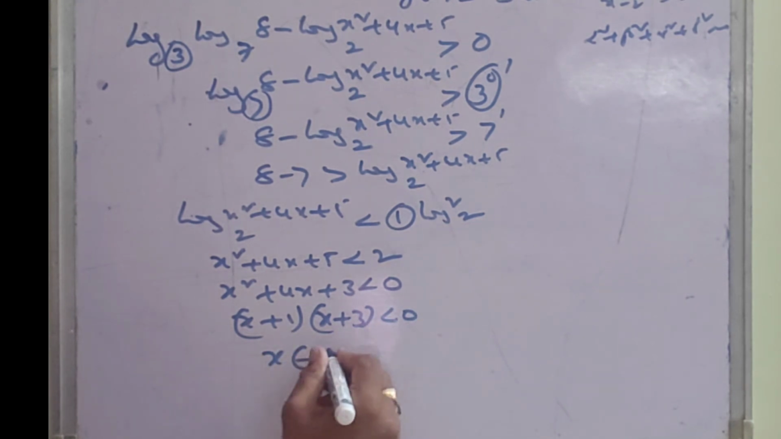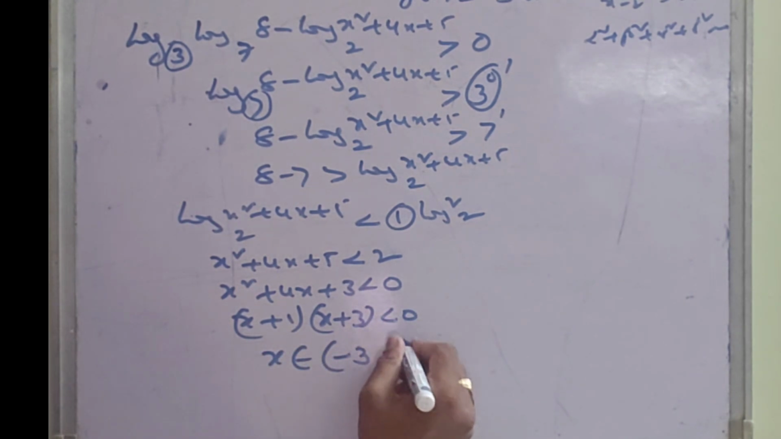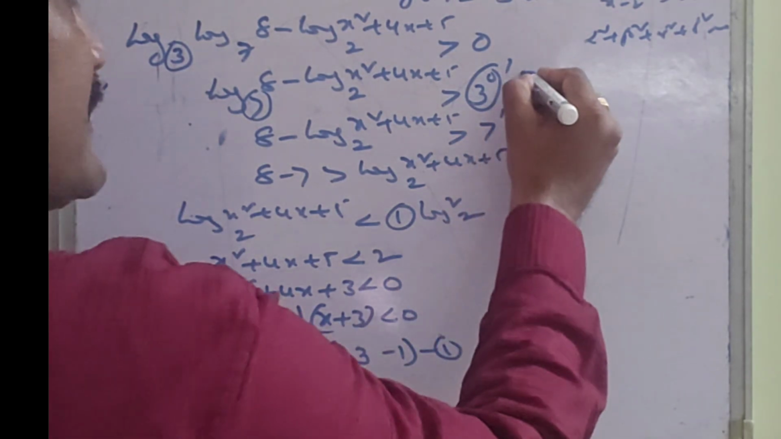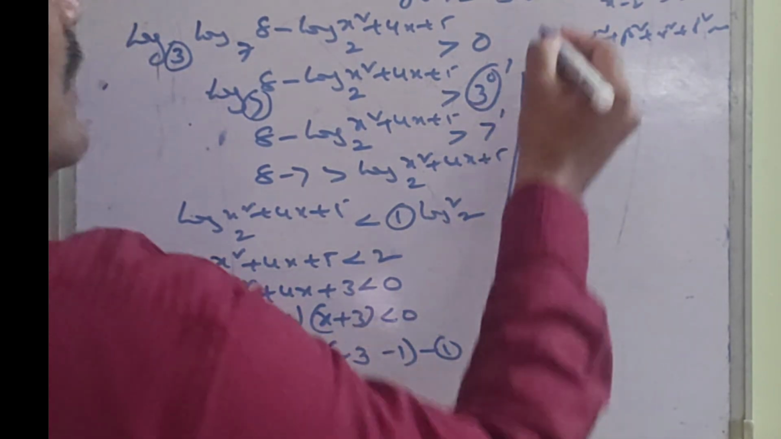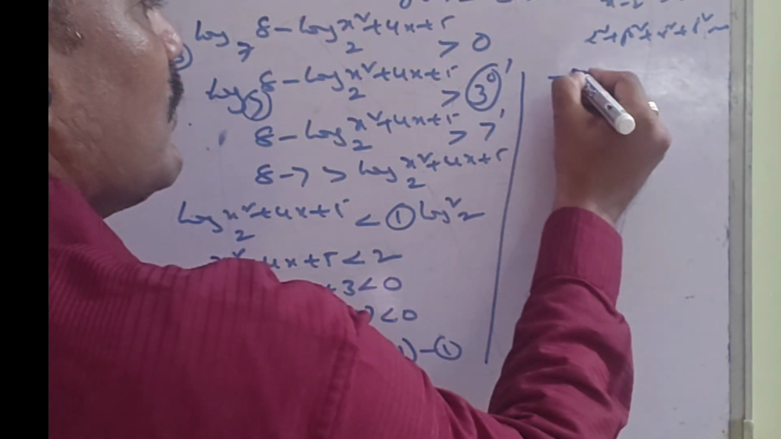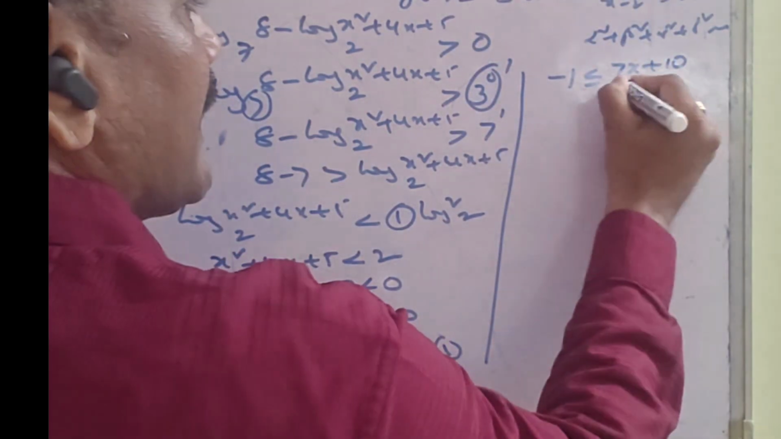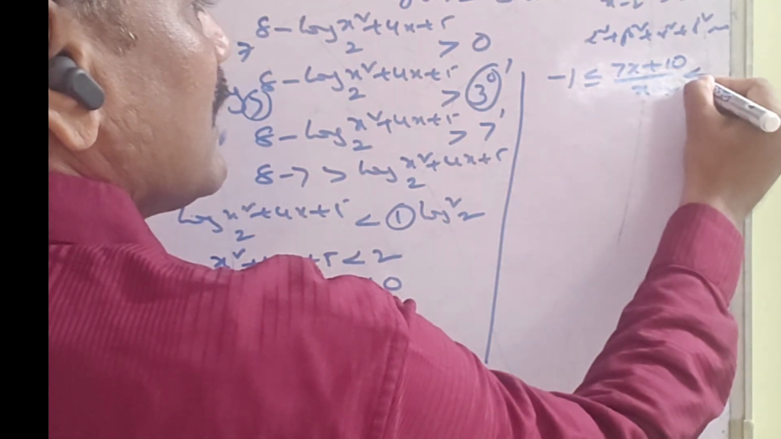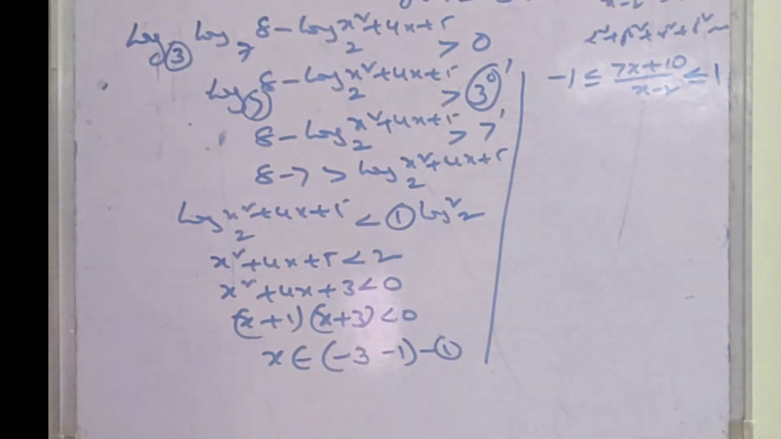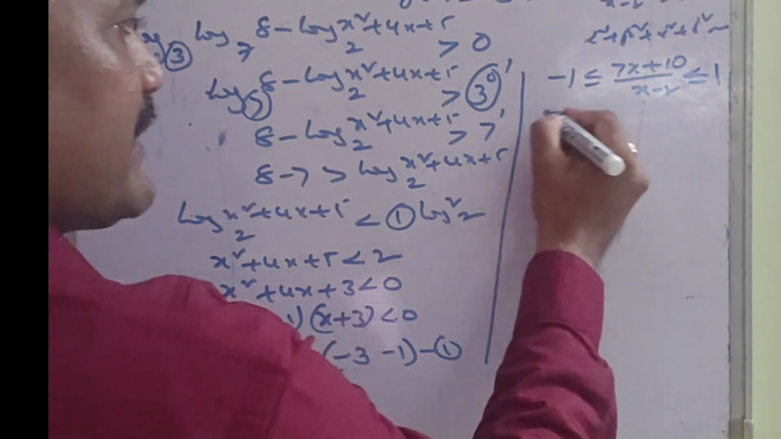So x belongs to (-3, -1). Say equation 1. Now here the second one, the sine inverse function. We know that -1 ≤ (7x + 10)/(x - 2) ≤ 1. So there are two cases.